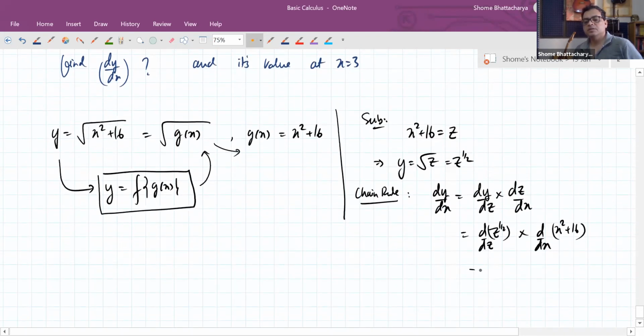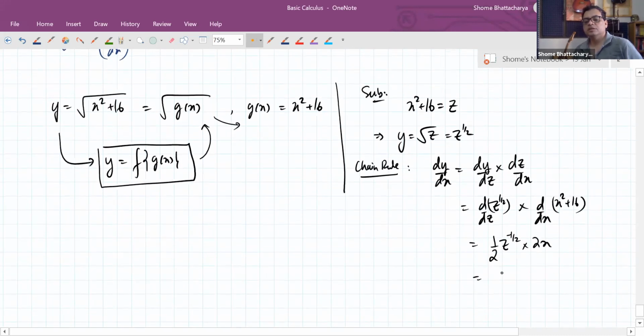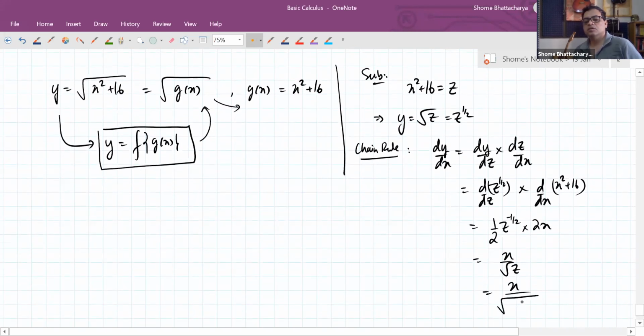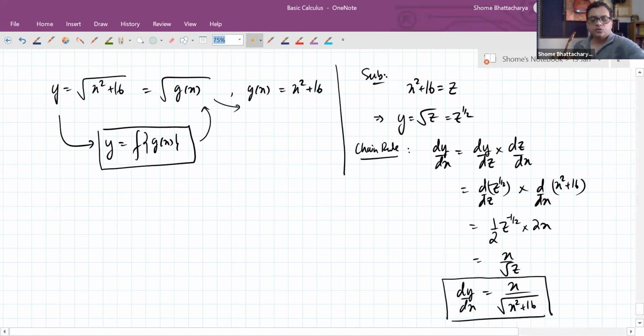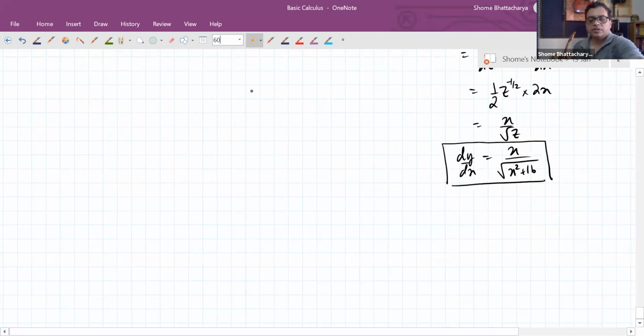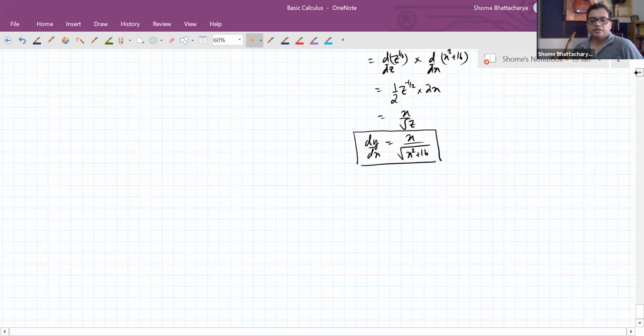So next step, this term becomes 1 by 2 into z to the power minus half, and this term becomes 2x. So ultimately we are left with x by root z, which is ultimately x upon square root of x square plus 16. So this is our derivative now. This is what we are looking for in the first place. Okay. And then of course, to find the value of the derivative at a particular value of x, we have to just substitute.